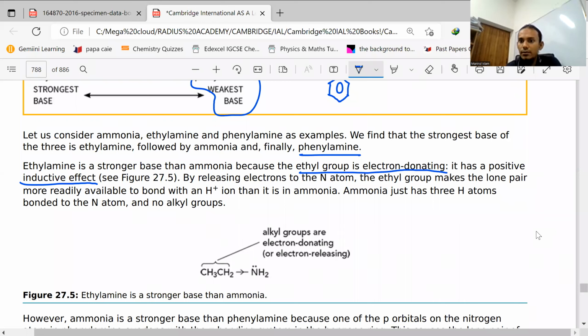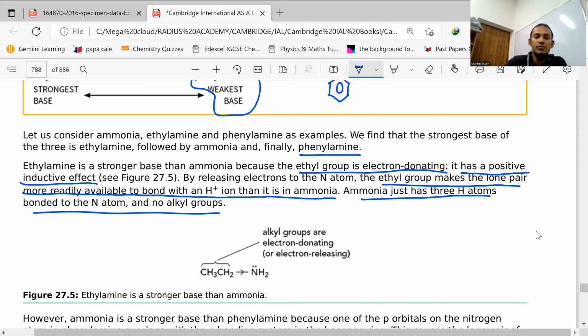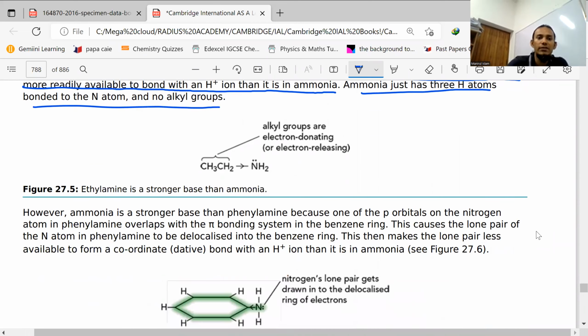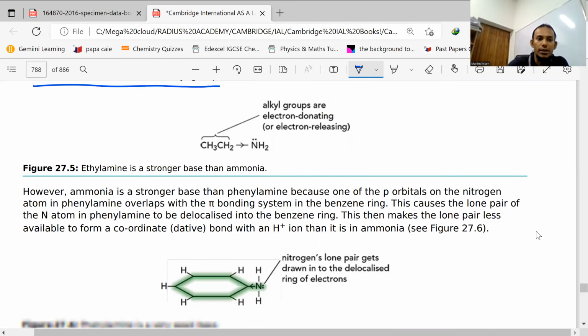We know, right? Positive inductive effect means it has good electron donating capacity, right? That is positive inductive effect. By releasing electrons to nitrogen atom, the ethyl group makes the lone pair more readily available to bond with hydrogen ion than in ammonia, right? Ammonia just has 3 hydrogen atoms bonded to nitrogen, no alkyl groups present, so no positive inductive effect from ammonia.